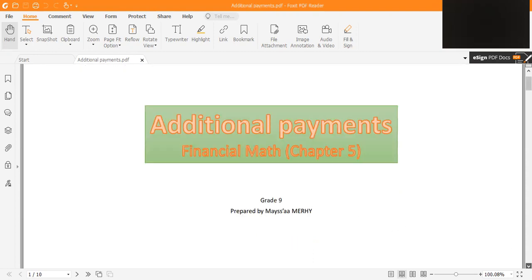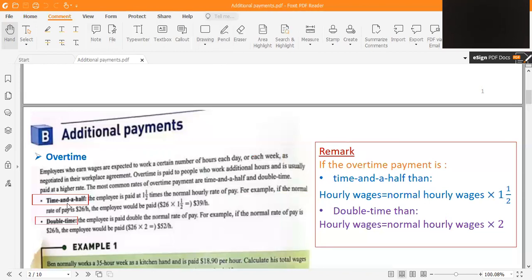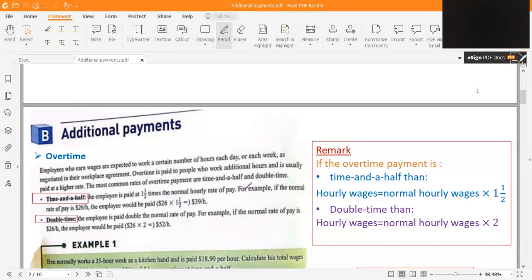By additional payments, we mean, for example, overtime. The overtime can be time and a half. In this case, the employee is paid at one and a half times the normal hourly rate of pay. So we multiply the normal hourly rate of pay by one and a half, or it can be double time, where the normal payment should be multiplied by 2.